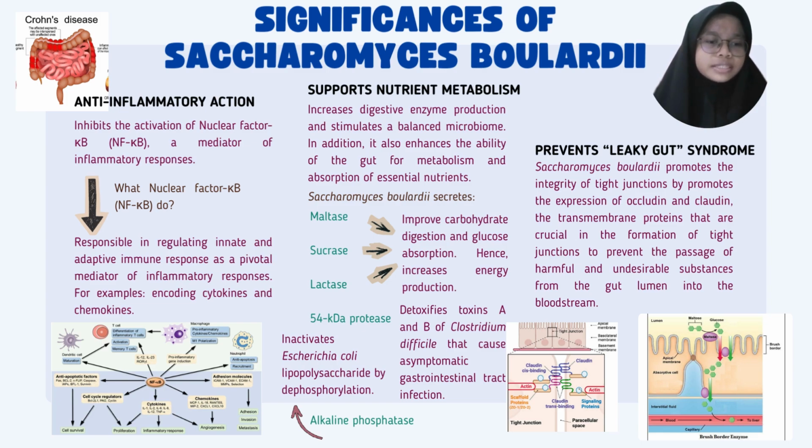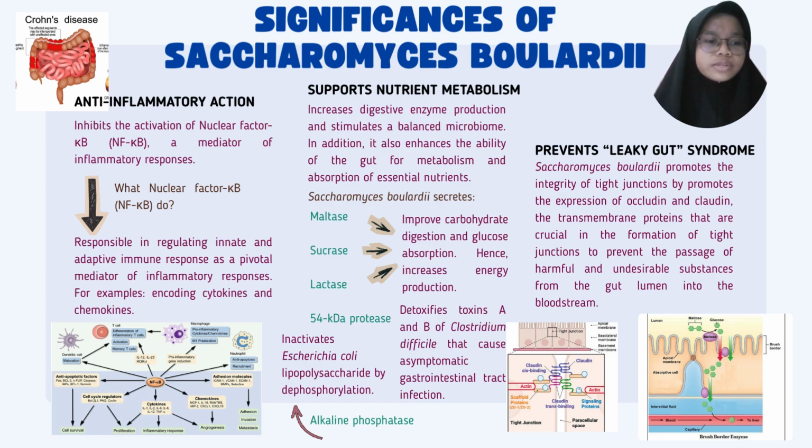First, Saccharomyces boulardii inhibits the activation of nuclear factor kappa B, or NF-kB, which encodes cytokines and chemokines, the regulators of inflammatory responses. Saccharomyces boulardii produces a factor that blocks the signaling pathway that produces cytokines and chemokines. This can prevent the overstimulation of inflammatory responses. For example, Crohn's disease is a disease of inflammation in the gut due to overstimulation of inflammatory responses that leads to diarrhea.